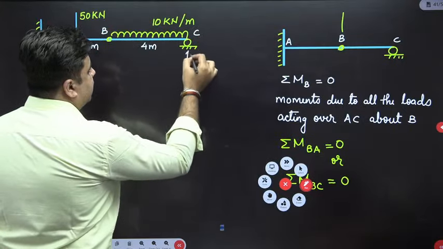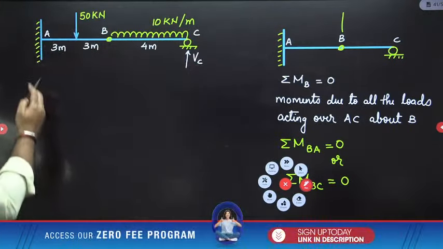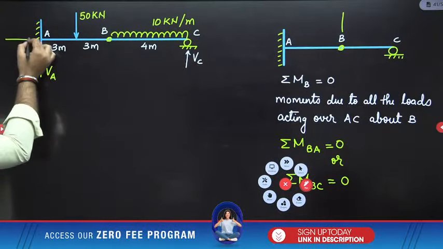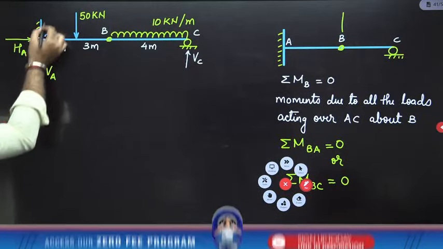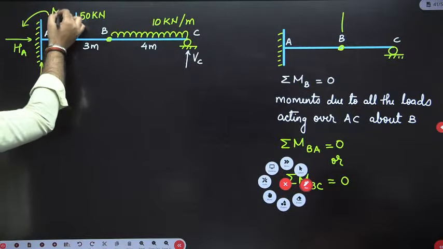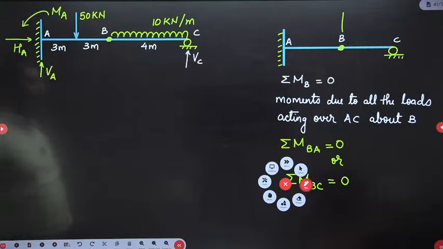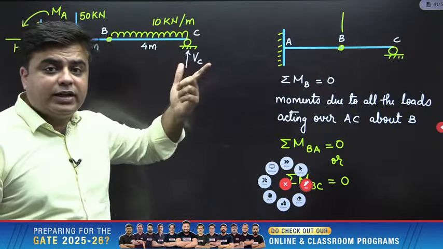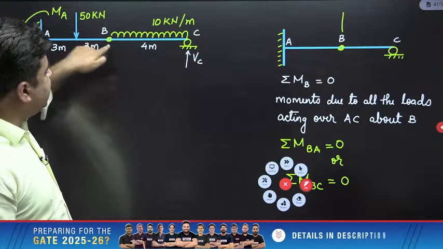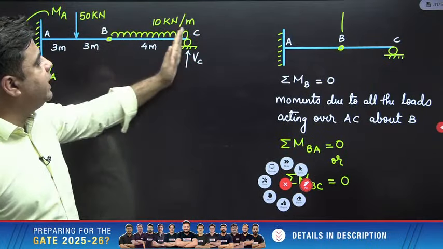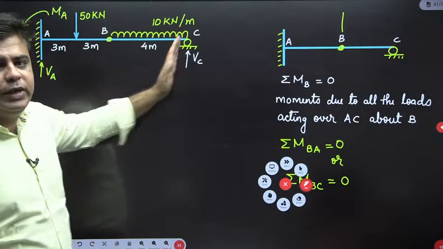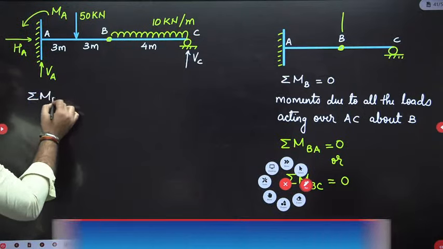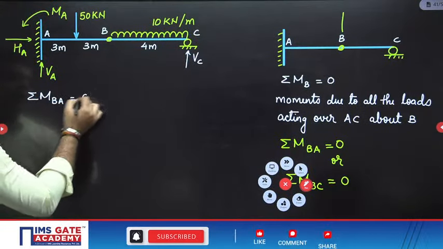This is the vertical reaction VC. Here you have one vertical reaction VA, one horizontal reaction HA, and one moment reaction MA like this. I have just assumed the directions of these support reactions. Now due to this internal hinge, what is the added advantage? The advantage is that I can stand at this point B and only consider the right of this portion B, and write summation of moment about B on portion BC equal to 0.